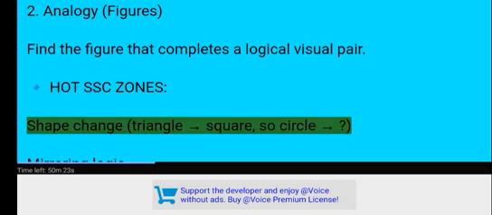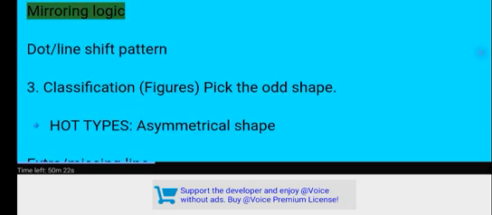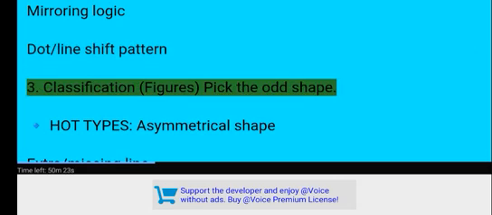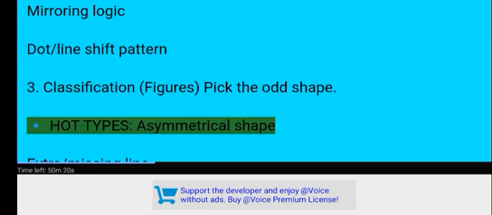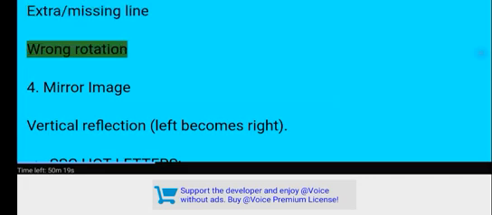Shape change: triangle → square, so circle → ? Mirroring logic, dot and line shift pattern. 3. Classification figures: pick the odd shape. Hot types: asymmetrical shape, extra or missing line, wrong rotation.